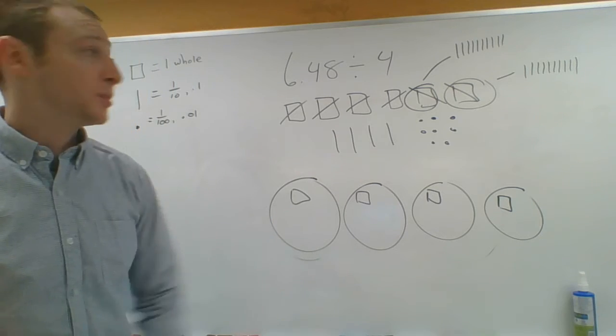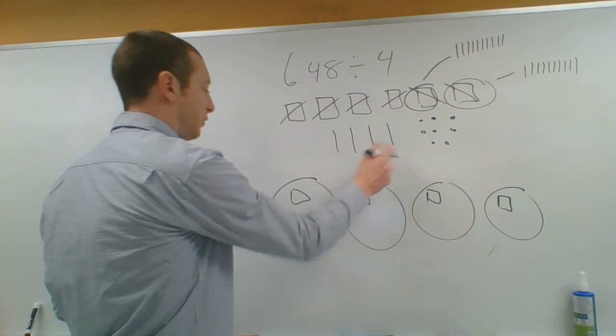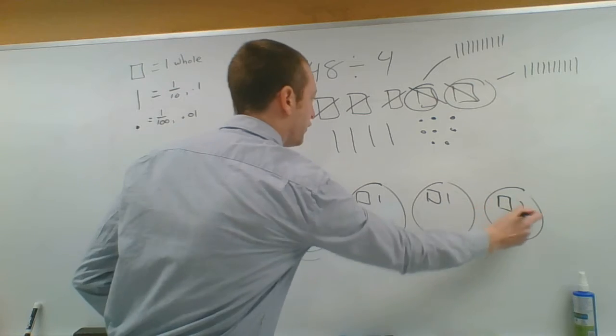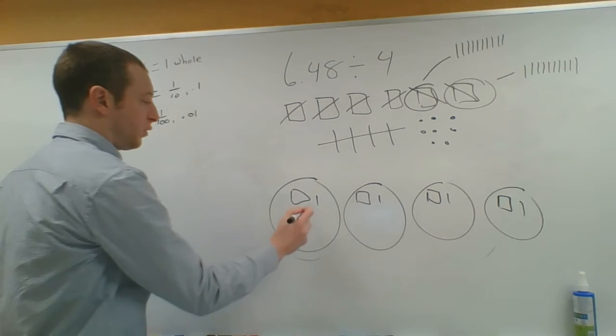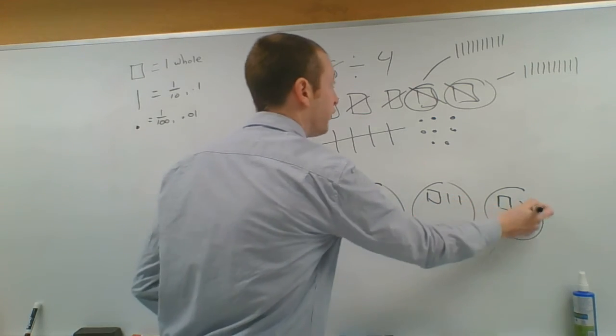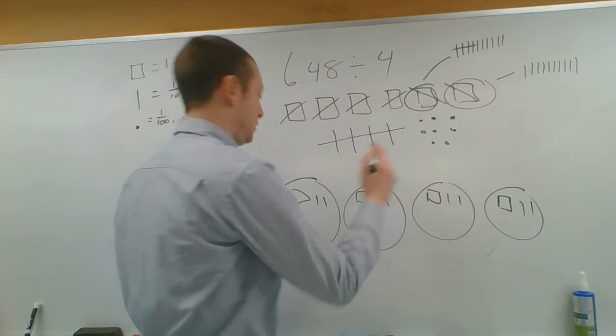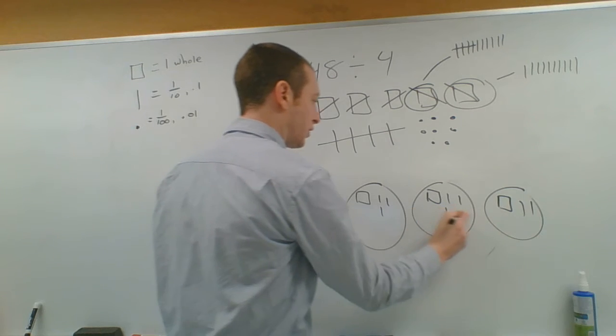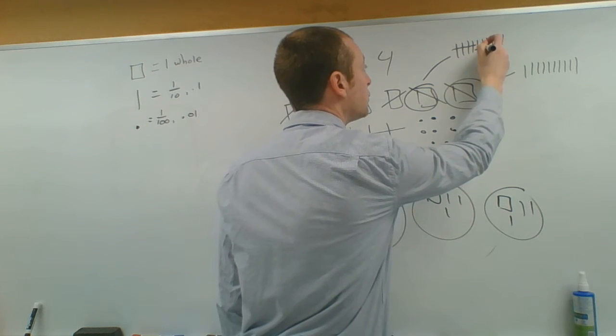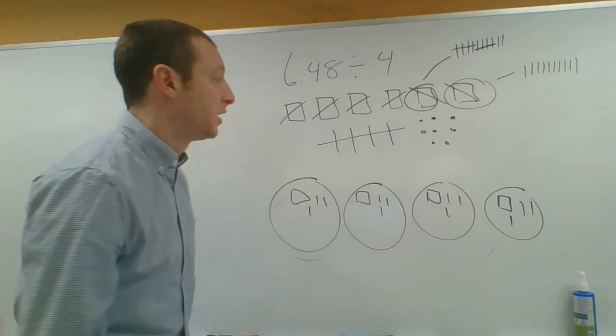Let's split those into groups of 4. So let's see. 1, 2, 3, 4. Those are done. Let's do another 4. 1, 2, 3, 4. So those are done. Another 4. 1, 2, 3, 4. I'm just crossing them out as I go, right?